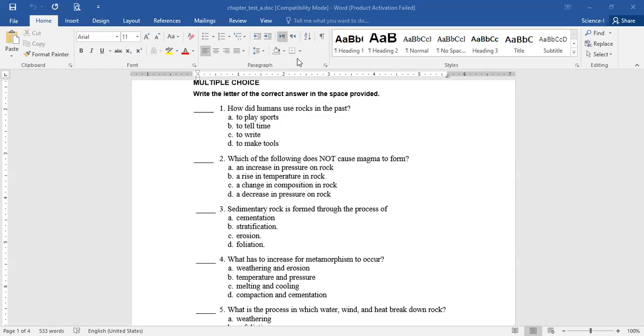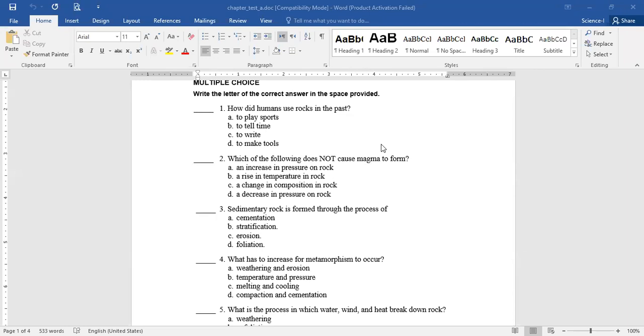Okay, guys, if you know the answer, just raise your hand. Try to share, save your marks, okay? So let's see here, question number 1. How did humans use rocks in the past? How did the old humans use the rocks?